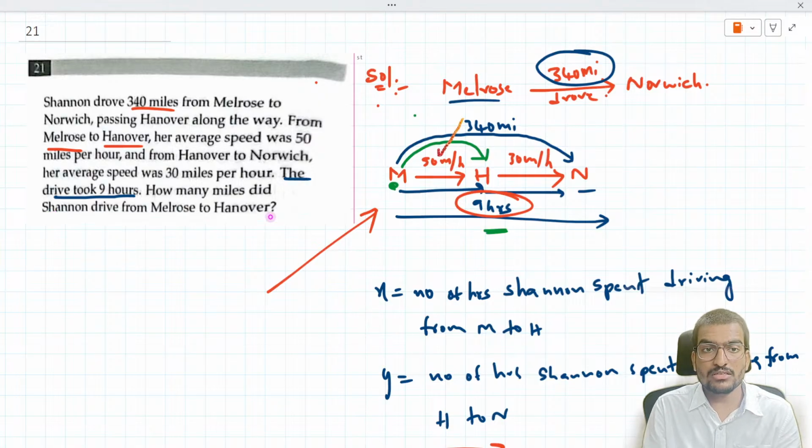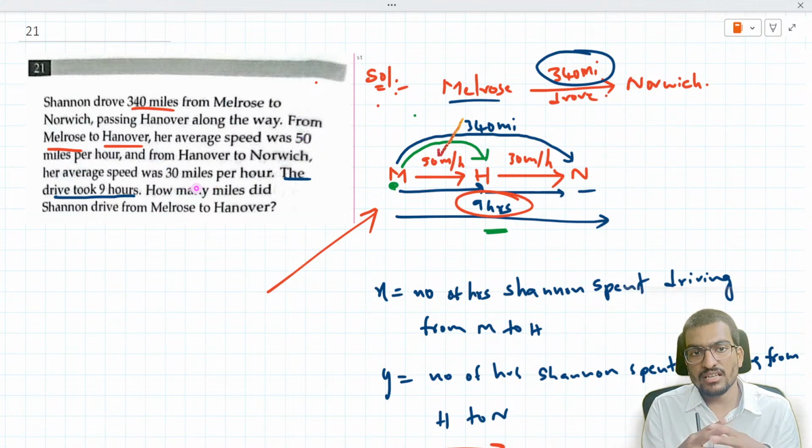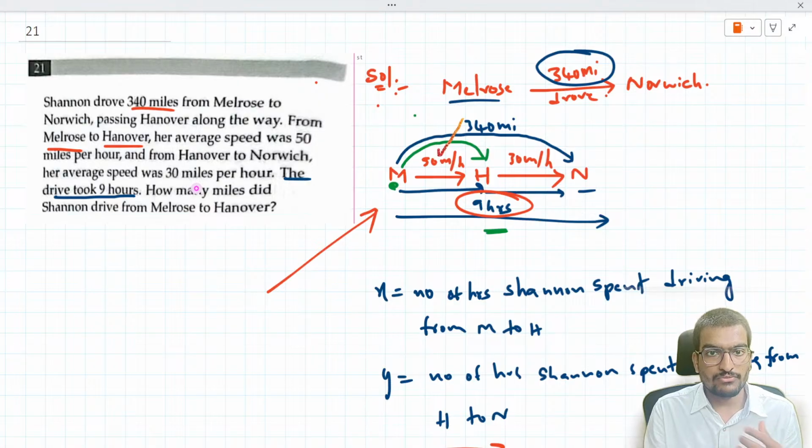After watching this, you need to understand that if things are repeating thrice, then you have to come up with equations. Here, 50 miles per hour, 30 miles per hour, the drive took 9 hours, 340 miles: things are repeating thrice. Then you need to get an idea that you need to make up equations. And when you're making up an equation, be a bit careful. Or if needed, draw a basic diagram to understand better.